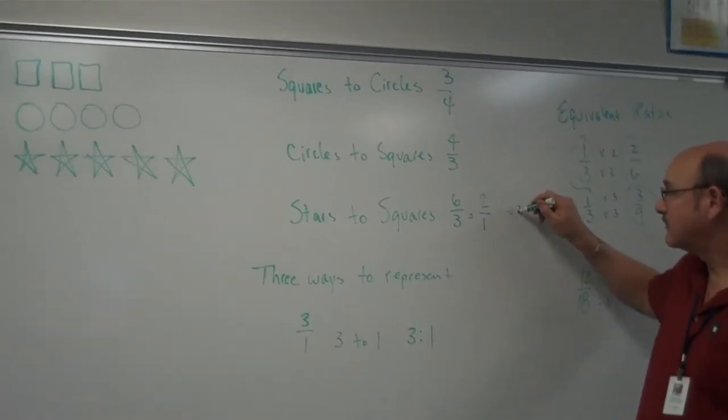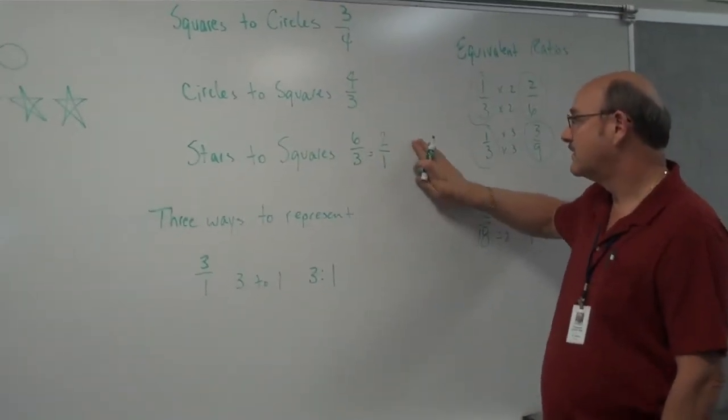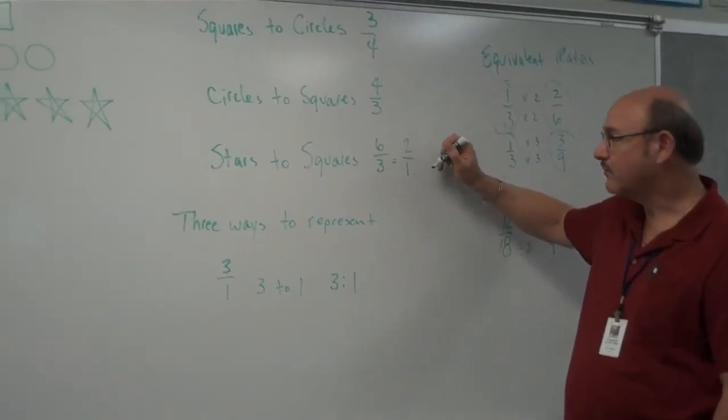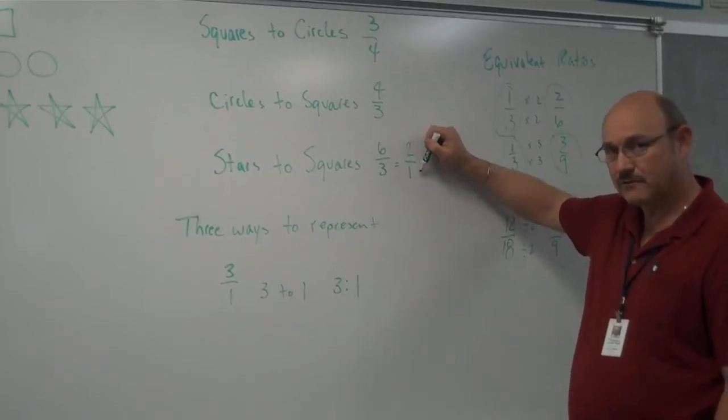We're not going to say it's equal to 2 because we're comparing two objects. We're comparing stars and squares. So it's going to equal 2/1. We would reduce it from 6/3, but we would leave it as 2/1.